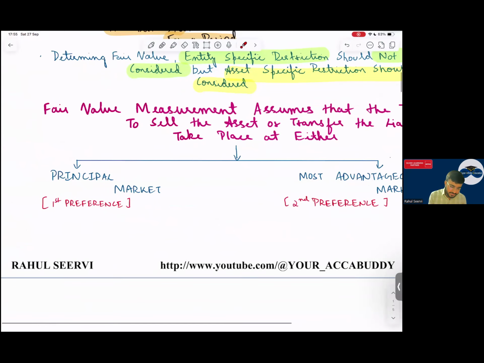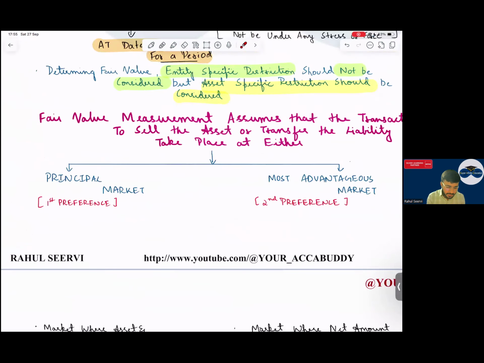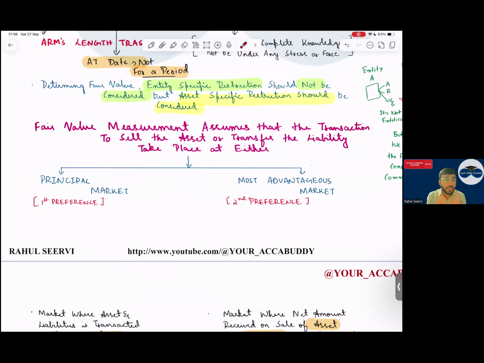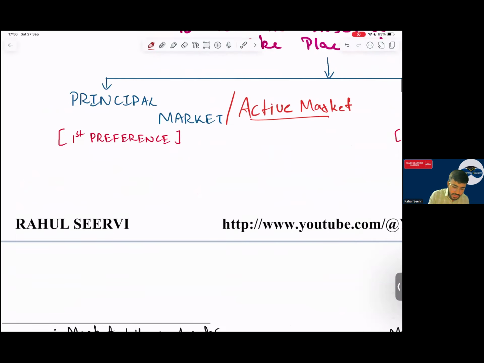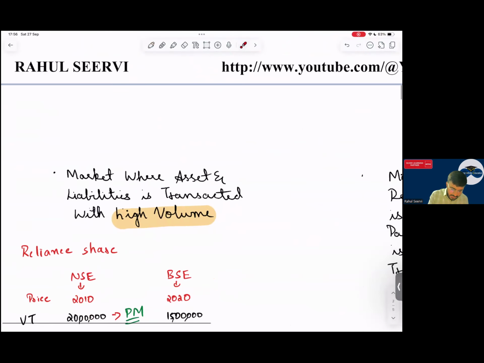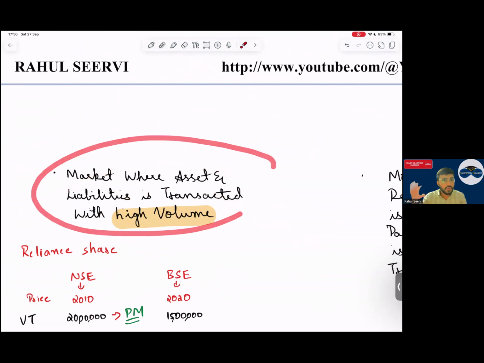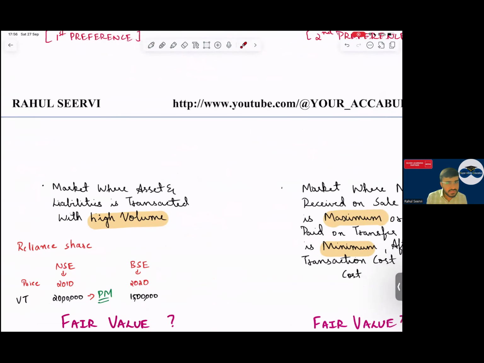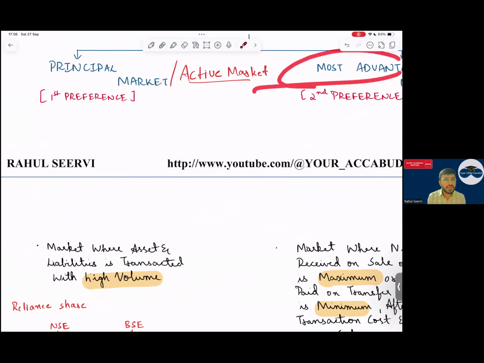Now, which market, sir? The market should be the principal market. There are two types of market: principal market and most advantageous market. So the preference should be given to the principal market. Your principal market is also known as your active market. So what does this mean? Active market or principal market means where the transactions are in high volume. Whichever market has a very high volume of transactions, we say it's a principal market. Sir, if the principal market is not available, then we use the most advantageous market.